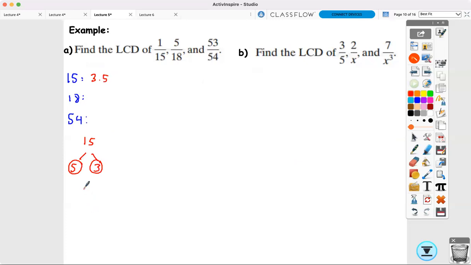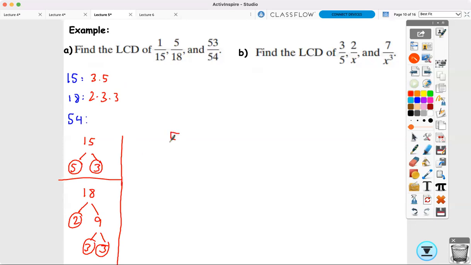All right. 18. What numbers break down 18? 2 times 9. And then 2 is a prime, but 9 isn't, which is just 3 times 3. So there we go. That's 2 times 3 times 3. So now we finished 15, we finished 18.